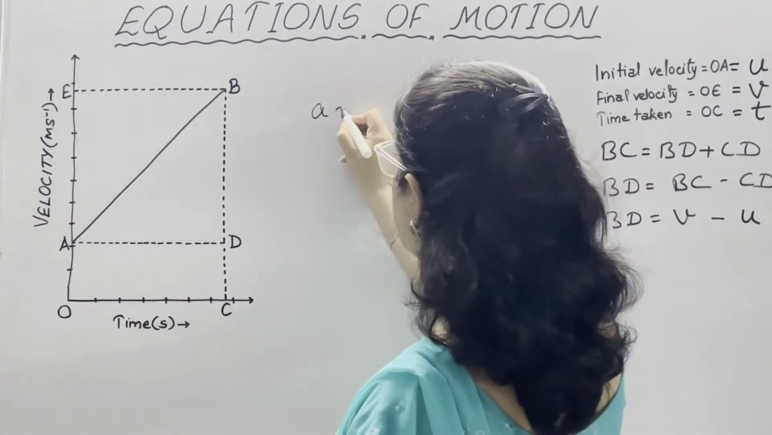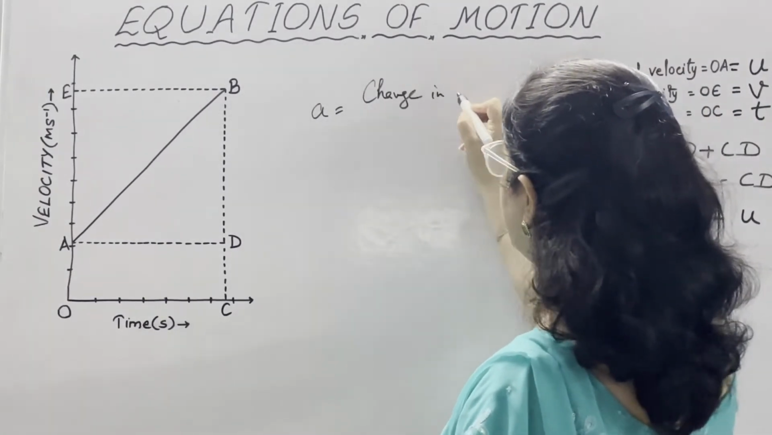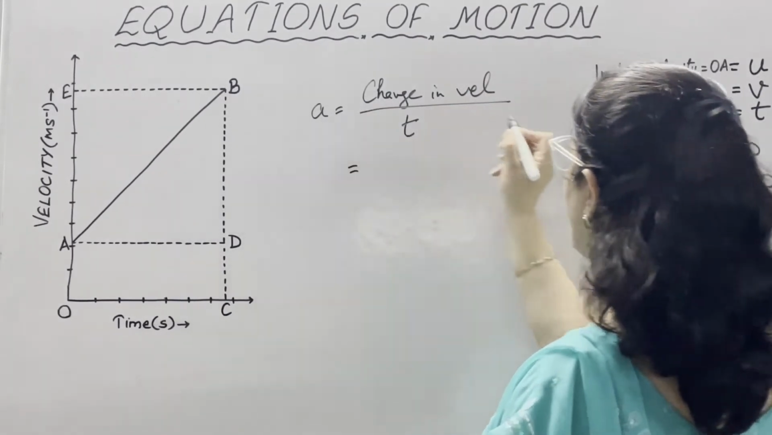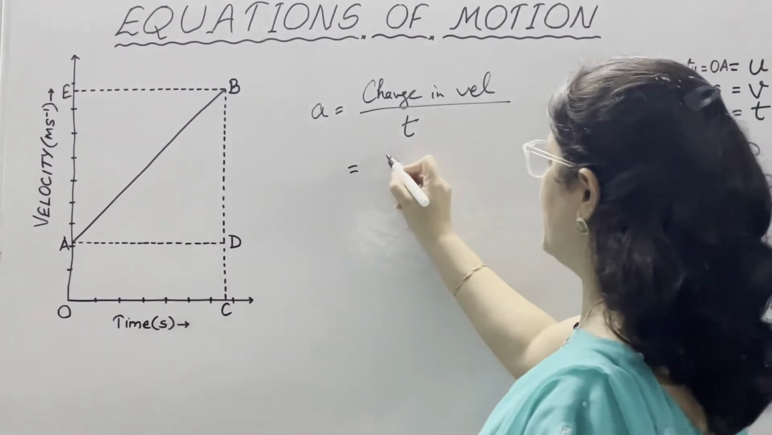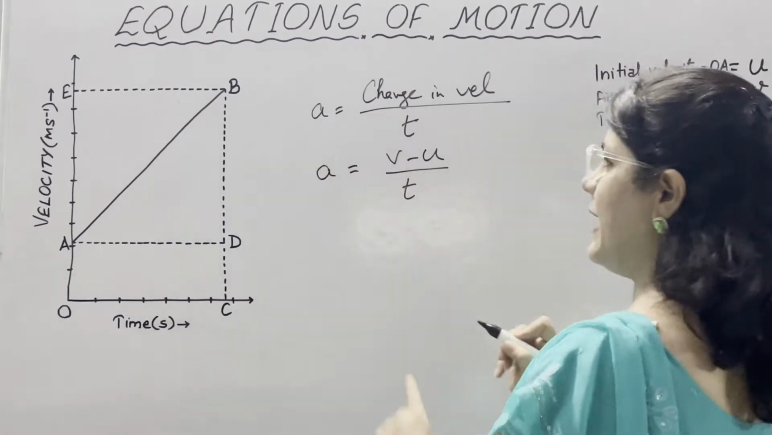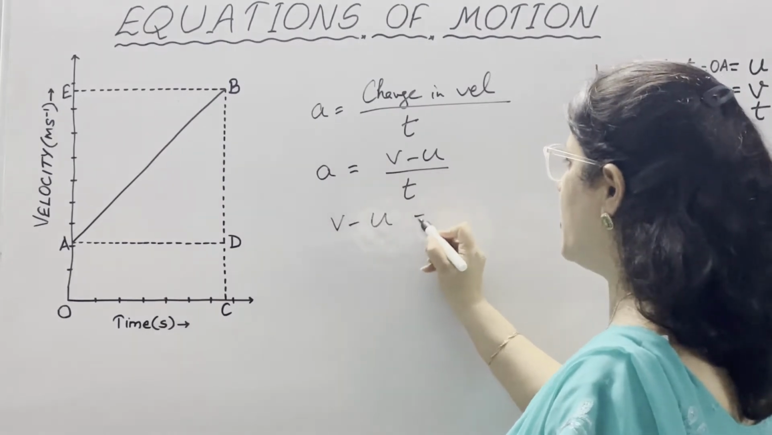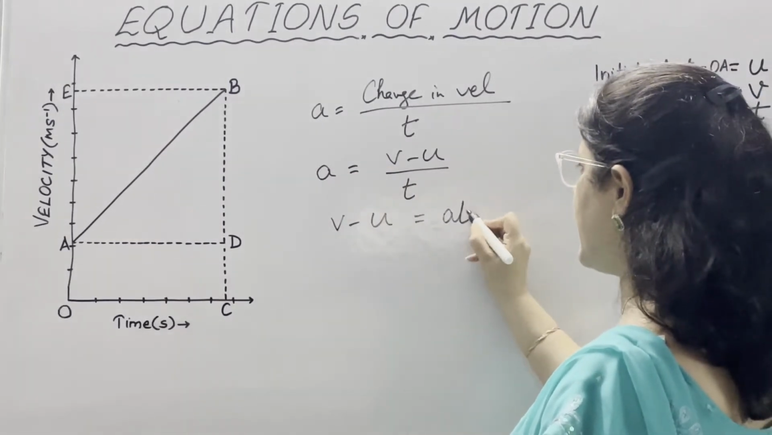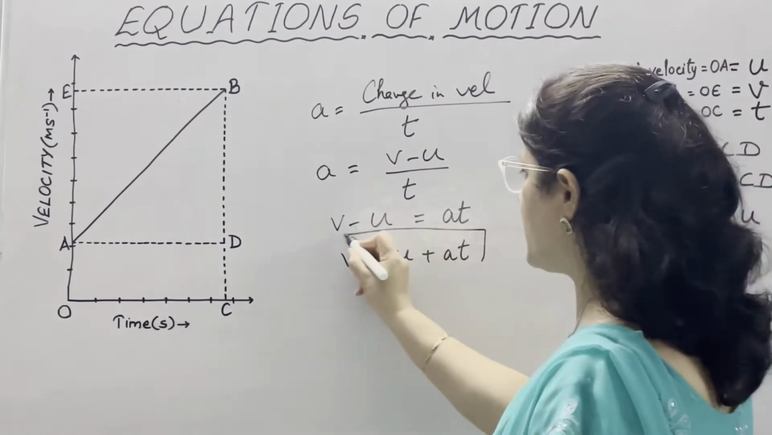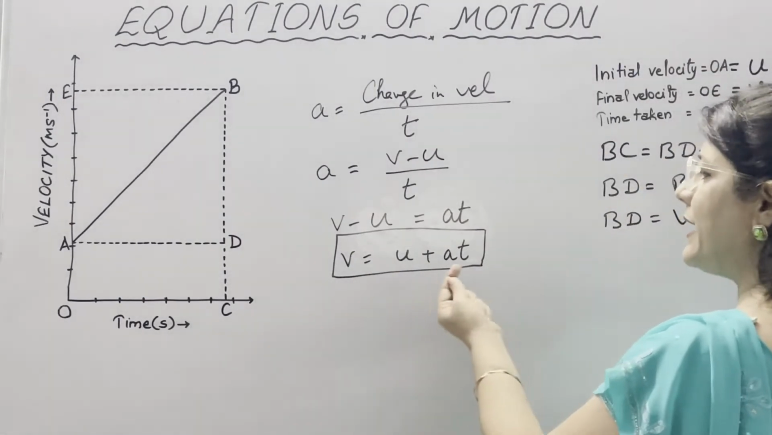Now, acceleration is equal to change in velocity divided by time. Now, change in velocity is given by v minus u. So, v minus u divided by t is given by a, acceleration. Acceleration is equal to v minus u upon t, or you can say v minus u is equal to, by cross multiplication, at. So, v is equal to u plus at, which is the first equation of this set of equations, and this is known as the relation between velocity and time.